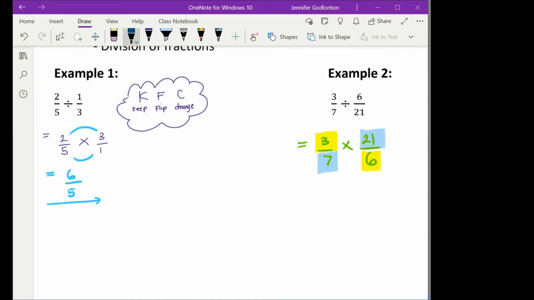Yeah, so the first thing you can do is see how many times 3 goes into itself, which is once. And then how many times it goes into 6, it's just twice. And then how many times 7 goes into 7, once. And how many times does it go into 21? 3 times. Beautiful. So we land up with 1 over 1 times 3 over 2. And so our final answer is 3 over 2.